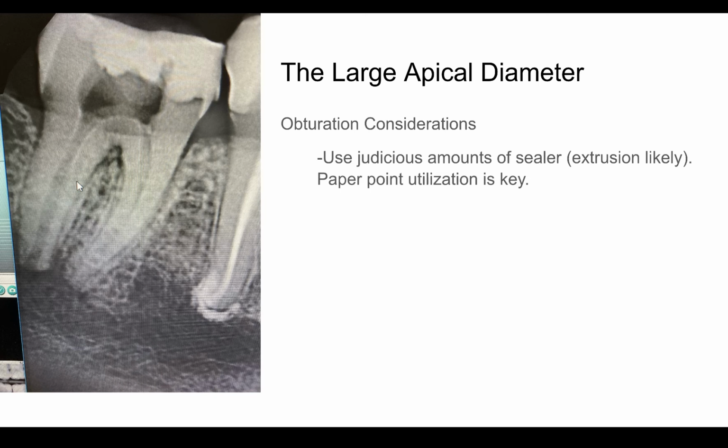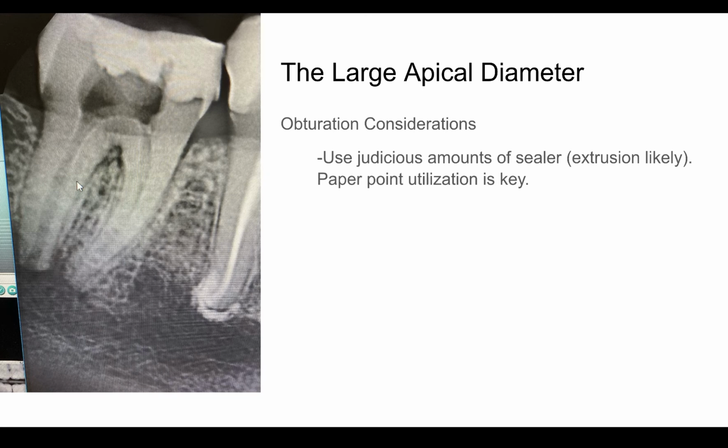Many of us were taught cold lateral condensation, where we filled the canal with sealer and then packed in as many master and accessory cones as we could. In the world of carrier-based obturation and warm vertical, we don't need a whole lot of sealer. As a matter of fact, we need just enough to coat the surfaces of the wall and no more. That's why we use paper points. Paper point utilization is key.